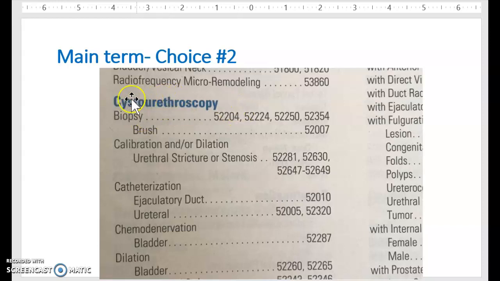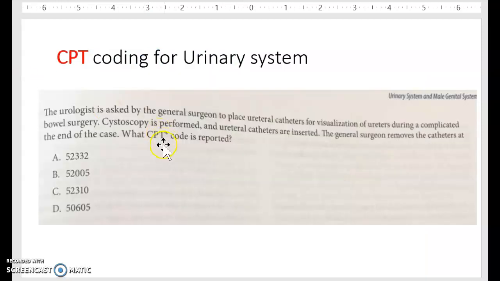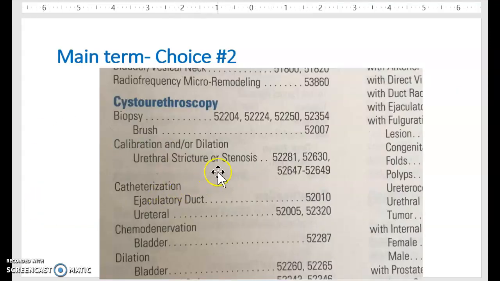Now, this is my main term, okay? What is my subterm? The subterms are the words that come after the main term, and we are going to follow this first gray line. So I'm looking for biopsy, calibration, catheterization. That is my second word that I'm supposed to be looking at, because if you review the question, it says place urethral catheters, right? Urethral catheters. So everything that I'm looking for is according to catheterization.